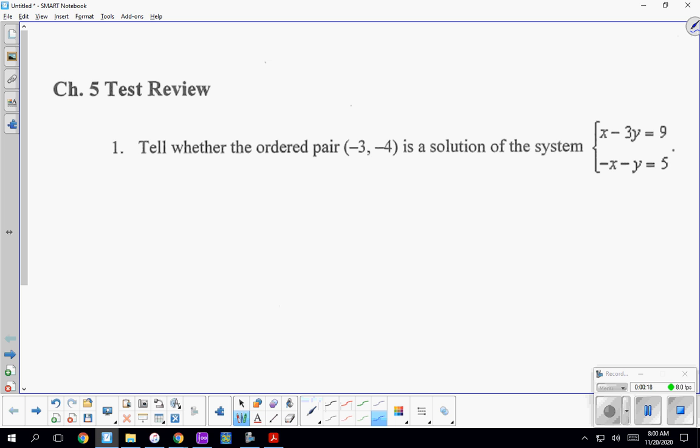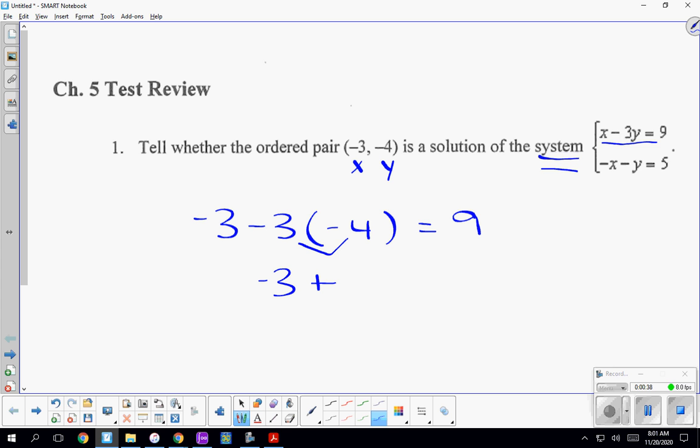So it says, tell whether the ordered pair is a solution to the system. Remember, a system is two equations, and this ordered pair has to work for both. So I plug them in. For this first equation, I have -3 minus 3 times -4 equals 9. I simplify this, and here we'll get a positive 12. And this has to make both work. And so this is true.